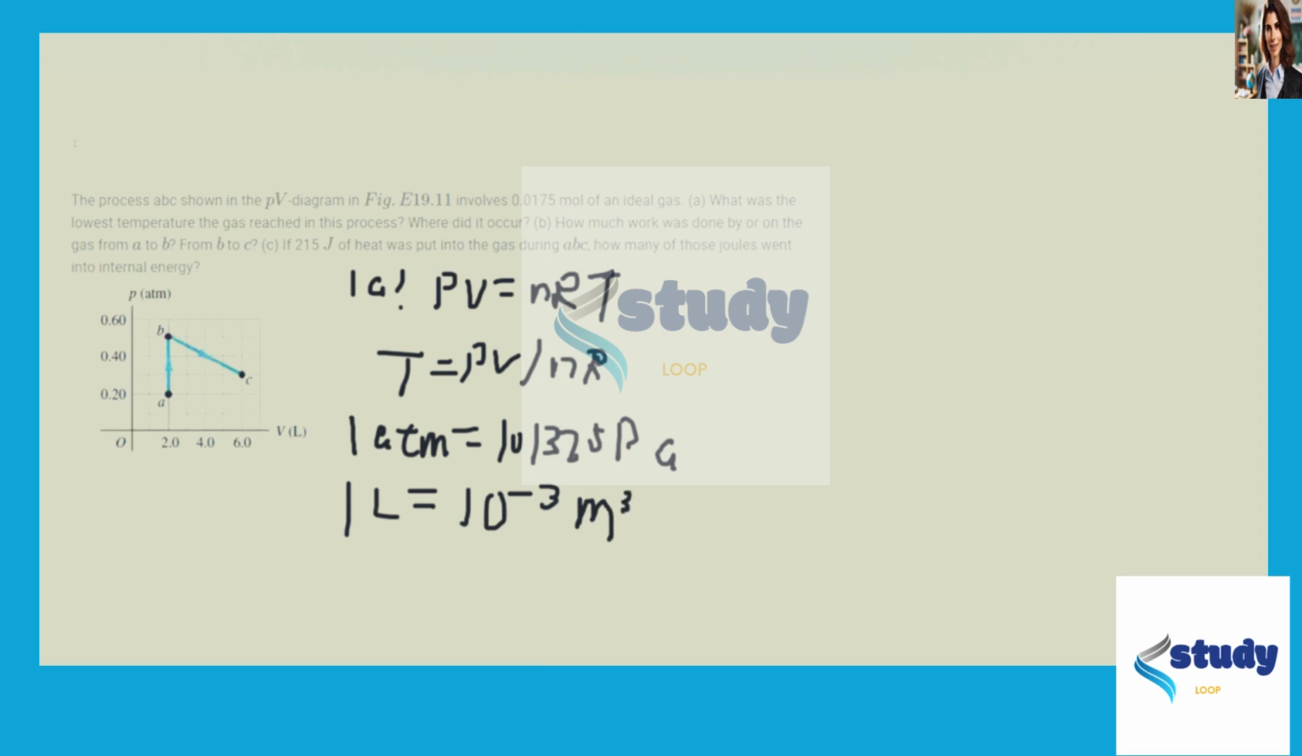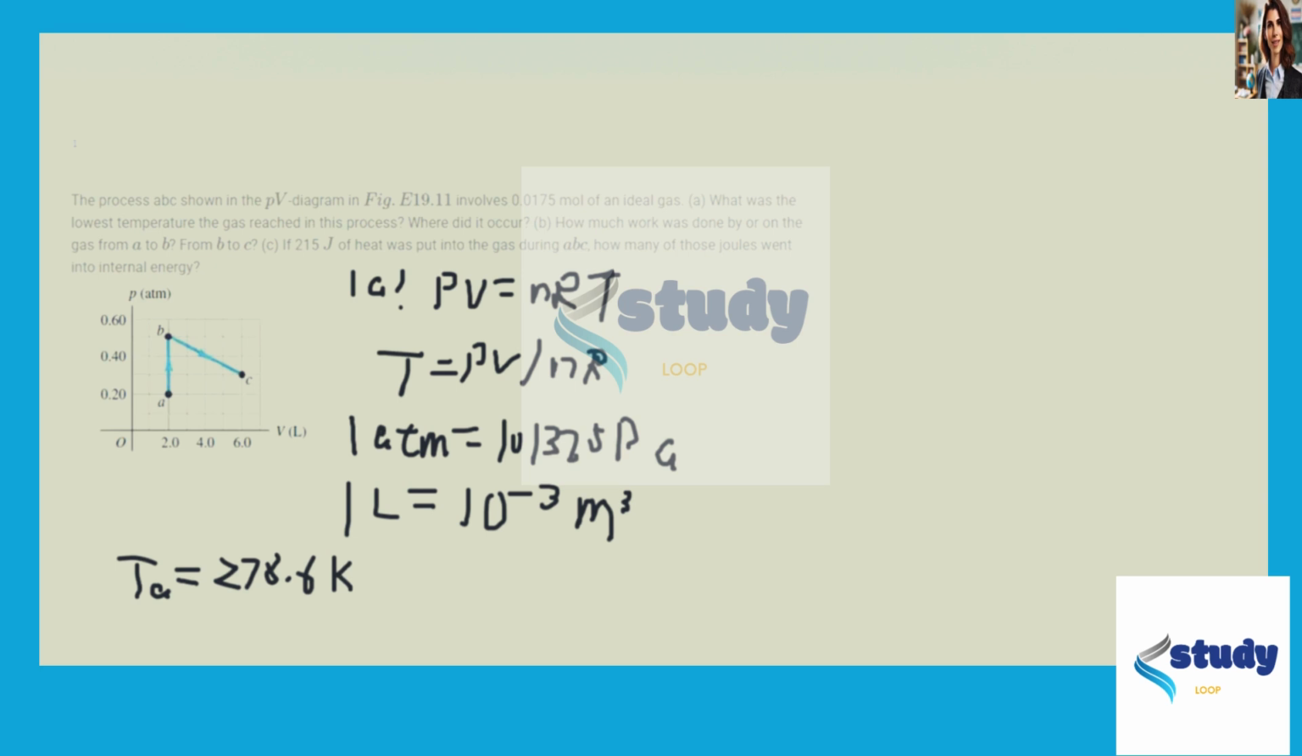Okay. And you simply just plug in the values, reading the coordinates. Like for state A, P is 0.2 atmosphere, and V is 2 liters. You just read these values and plug them into the relation. After you have done this unit transfer, you can just do the calculation simply. So the temperature at state A I found is 278.6 Kelvin.